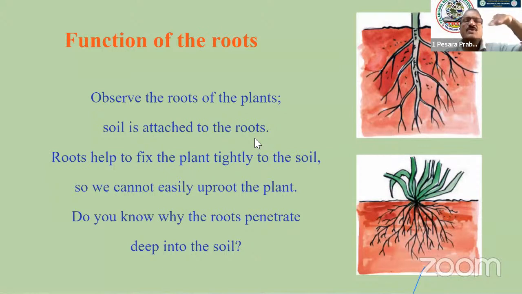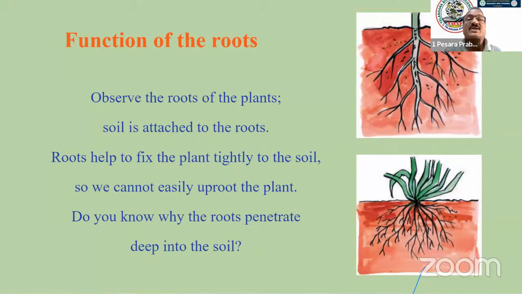The roots help to fix the plant tightly to the soil. Why? Because whenever the root system is there, it is penetrating or fixing the plant tightly to the soil, and by this it is absorbing minerals, salts, water from the soil. So we cannot easily uproot the plant because the stem comes outward or aerial. We cannot easily uproot. Why? Because the root system is there. It is fixing the plant thoroughly in the soil.